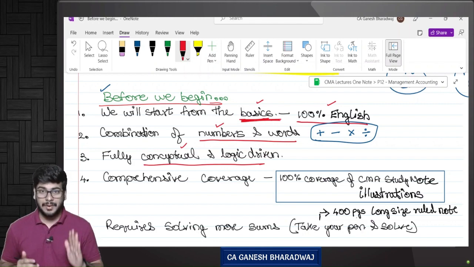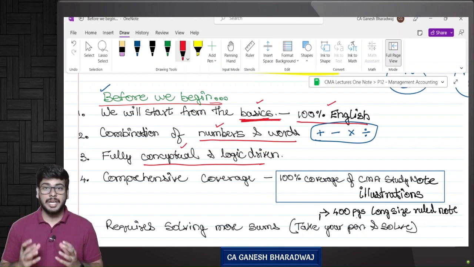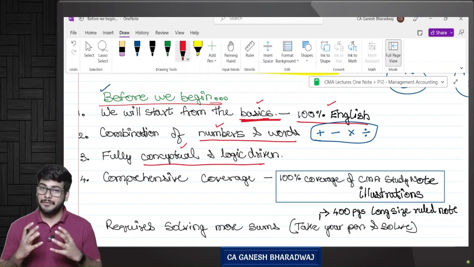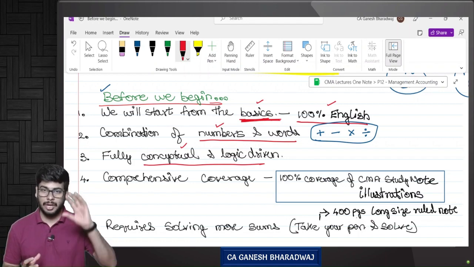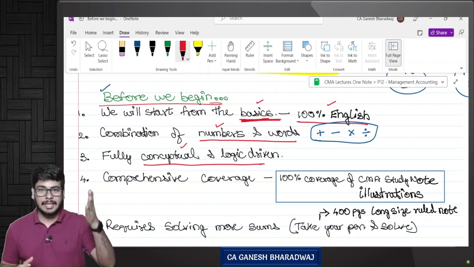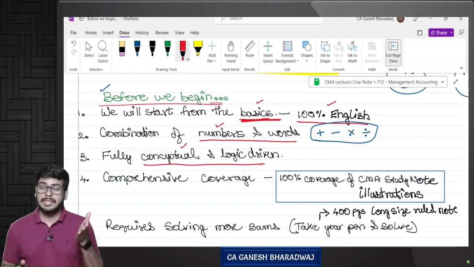No. In fact, this paper, management accounting, is a core paper. Core means a very important paper for your entire course, because as it is, the course name itself is CMA.